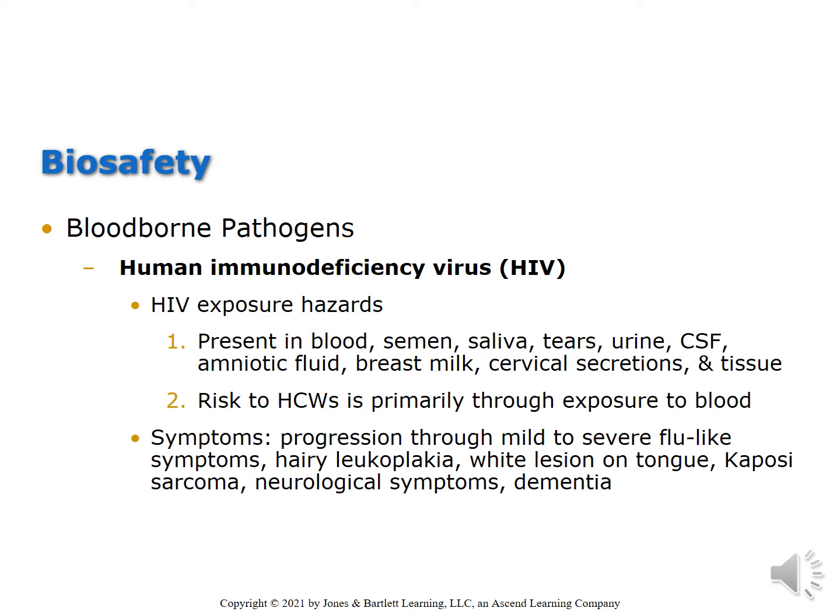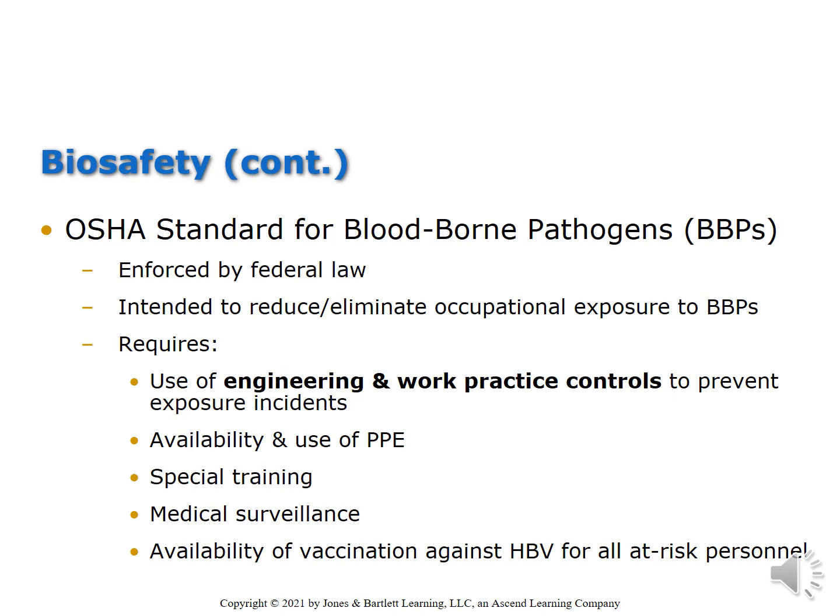Symptoms progress through a mild, severe flu-like symptom, then a period of calm, of getting over, then other diseases such as hairy leukoplakia, which is a white-coated tongue, Kaposi sarcoma, which are cancerous lesions of the skin, neurologic symptoms, and dementia, just to name a few. This is when a person has progressed to full-blown AIDS.